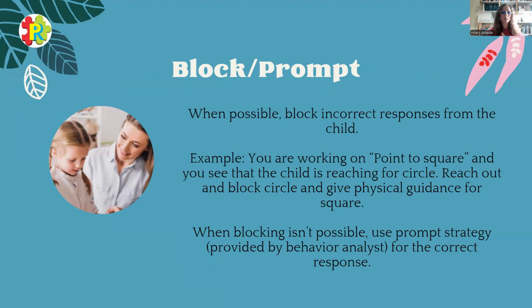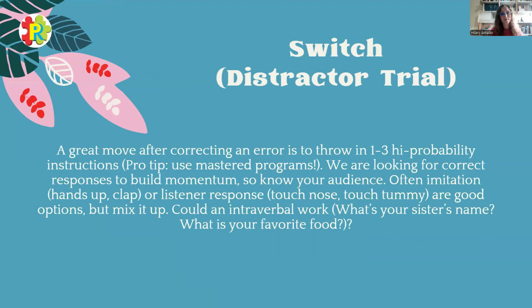When possible, block incorrect responses from the child. So for example, you're working on point to square and you see the child is reaching for a circle. Reach out and block circle and give physical guidance for square. When blocking isn't possible, use the prompt strategy provided by your behavior analyst for that correct response.